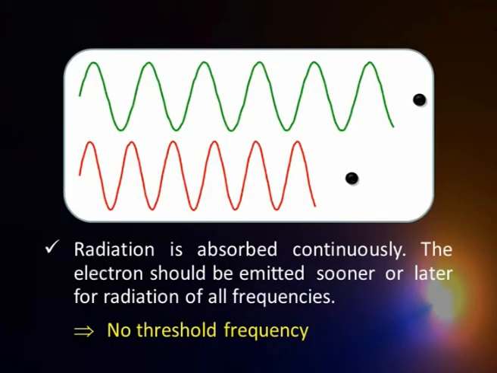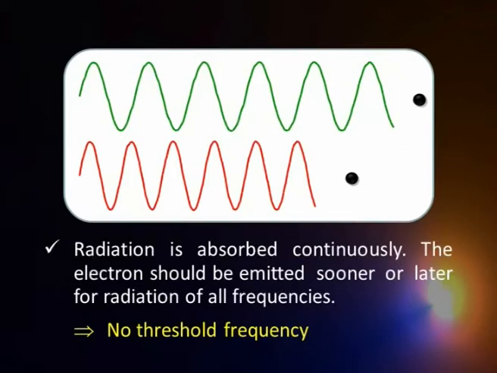If I take a higher energy one, it will come out faster, that is all. The only thing is there is no need for any threshold frequency. That means the electron should come out irrespective of the wavelength or frequency of radiation used for the purpose. That is the second prediction from classical mechanics, again in contradiction with the experimental observation.